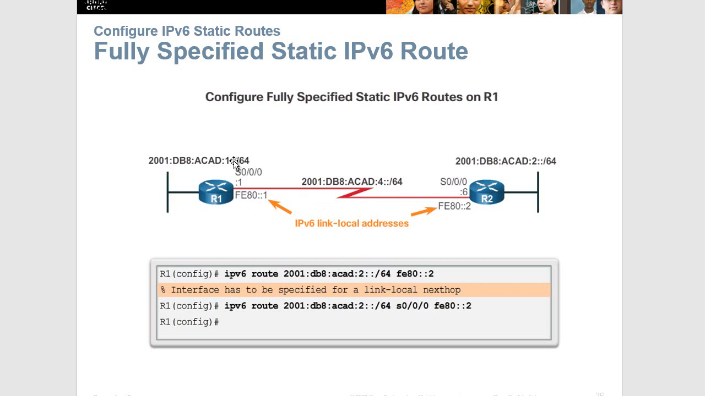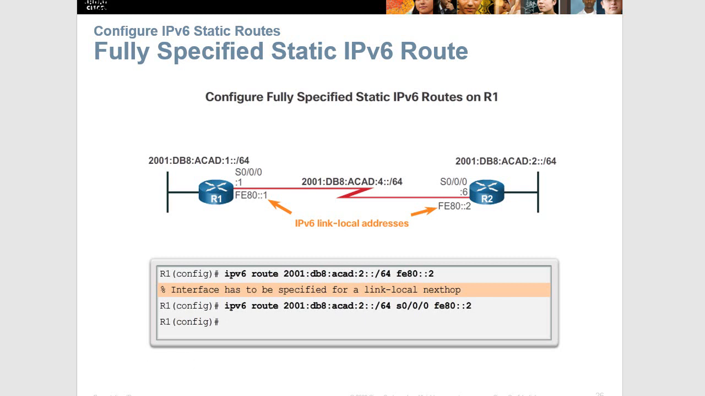So if you're going to use a link local address, you need to specify the interface that you're exiting out of here. So S0/0/0 in this situation. That way you know, okay, it's going out S0/0/0, headed for FE80::2. So it knows exactly where it's going. In which case, you almost might want to just use the S0/0/0 instead of just the link local address. There is a reason to use fully specified routes. I've stated that before, and we'll talk about that in just a second.